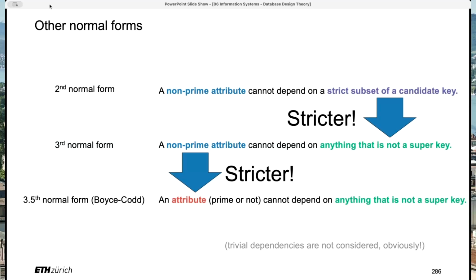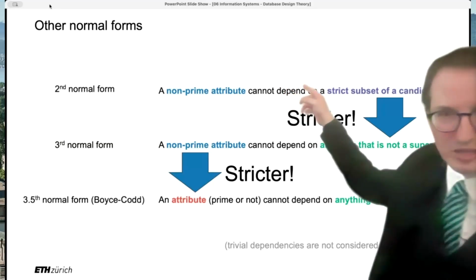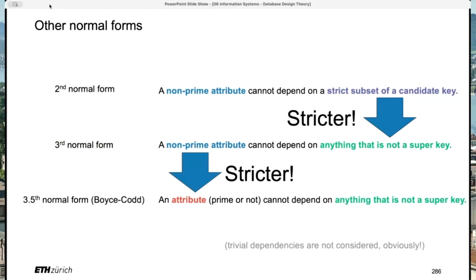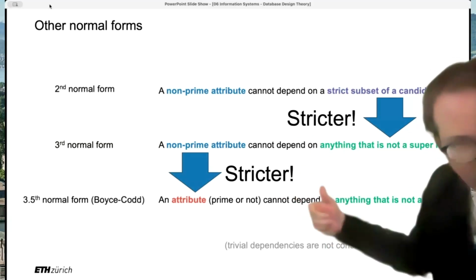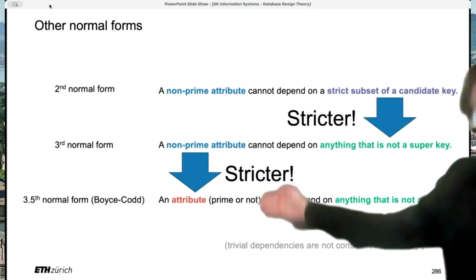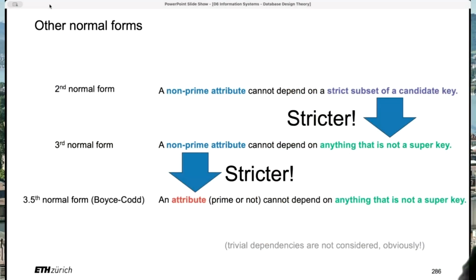right? Imagine that you have a super key that's made of a canton and a number to identify a car. So you have the canton and the number, but you might have things in your table that only depend on the canton, right? Like the capital city of the canton, for example. Then you have something that depends partially on a key, only on a subset of a key and not the whole key. So this is what the second normal form gives you. And so in the third one, we say not just a subset, anything that's not a super key. There are other ways not to be a super key than to be a subset. And so this is the idea, right? Every time you get stricter and stricter and stricter.